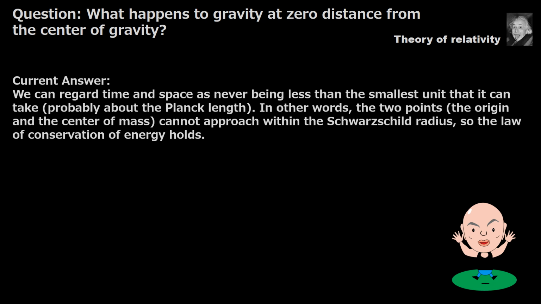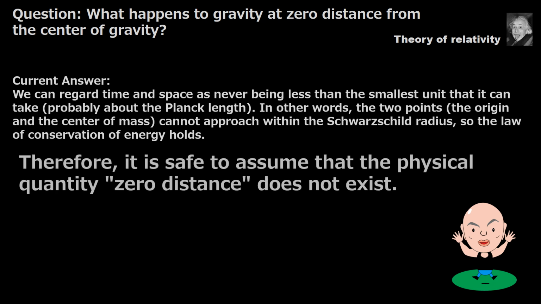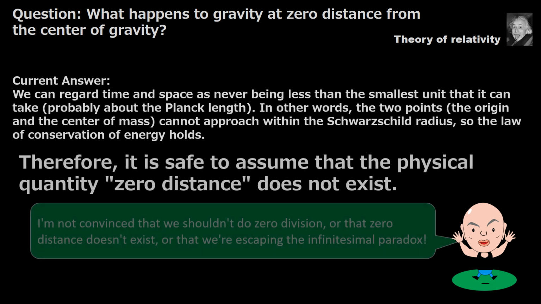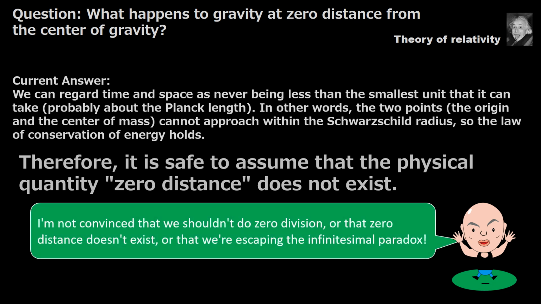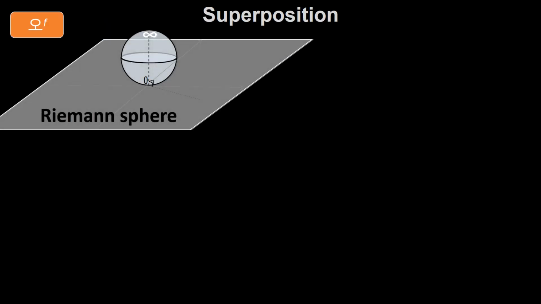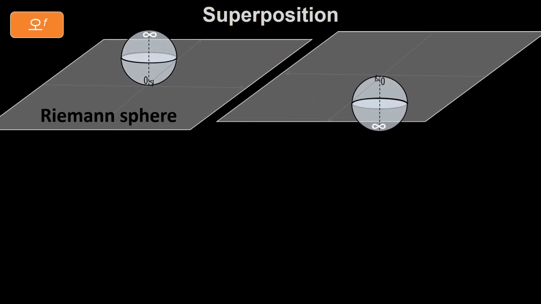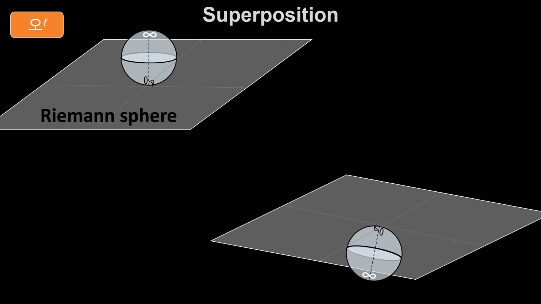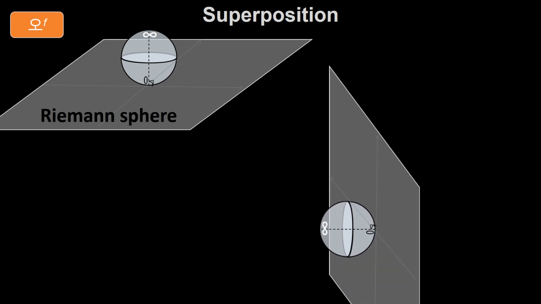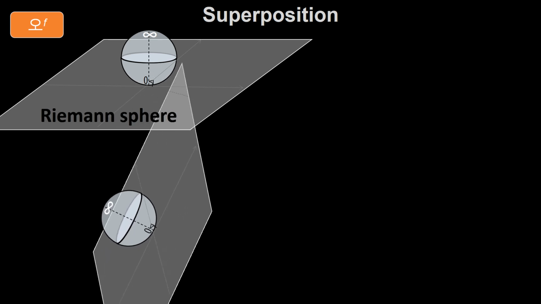Current answer: therefore, it is safe to assume that the physical quantity 0 distance does not exist. I'm not convinced that we shouldn't do 0 division, or that 0 distance doesn't exist, or that we're escaping the infinitesimal paradox. Superposition. So, I thought about the new Riemann sphere model by using the gap of Mitsuyoshi operator. Then the infinite distance disappeared in infinity, and 0 overlapped. This is the mechanism that embodies the basic calculation of multiplication.